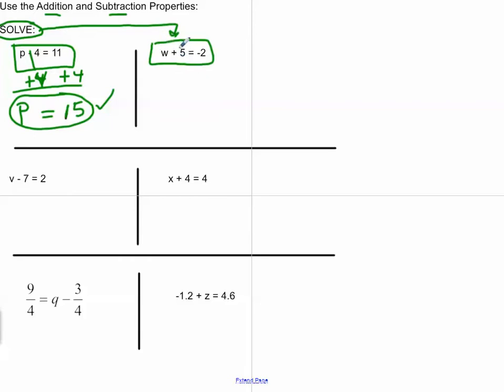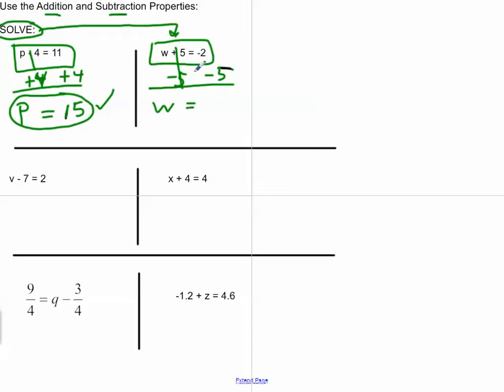So if these two terms are separated by addition, we've got to do the opposite function. If it's addition, we subtract. We've got addition, so we've got to subtract 5. If we subtract 5 on the left, we've got to subtract 5 on the right, because that's a property of equality. So w plus 5 minus 5 on the left side of the equal sign, the plus 5 and the minus 5 cancel each other out. The variable w is just left by itself.